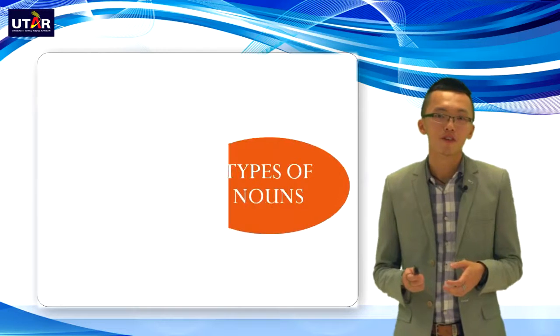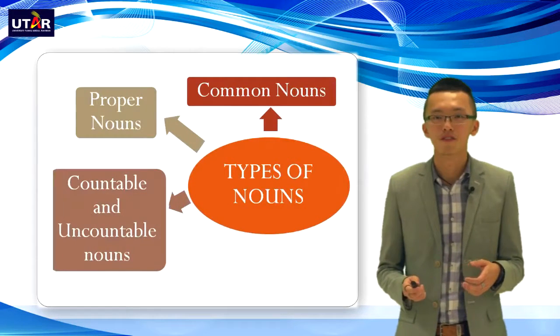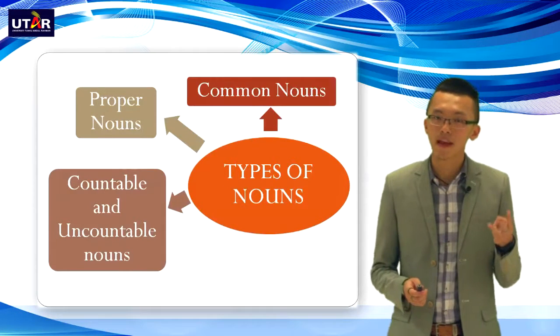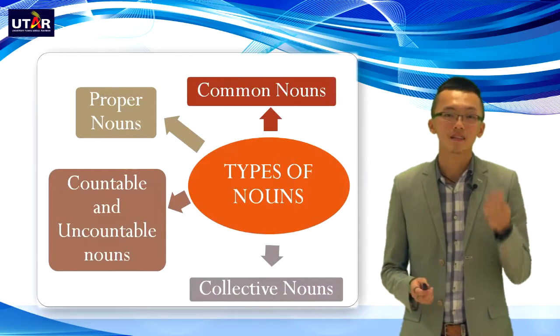And today we have covered four different types of nouns. Firstly, the common noun. Secondly, the proper noun. Thirdly, the countable and uncountable noun. And finally, the collective noun.